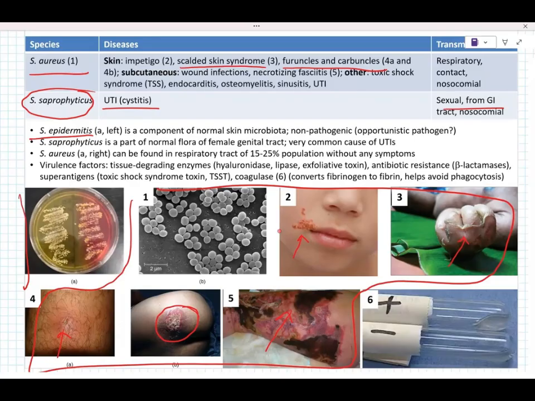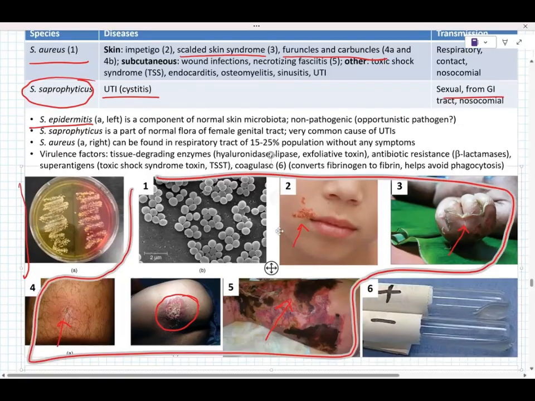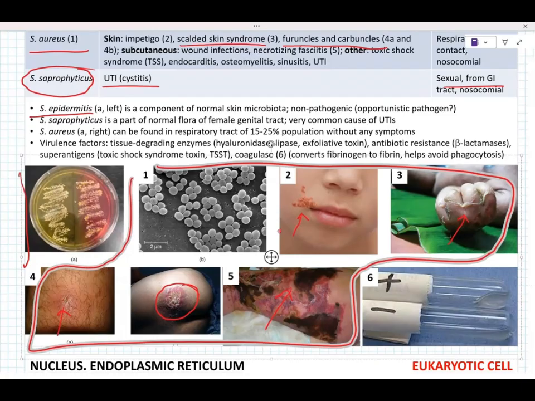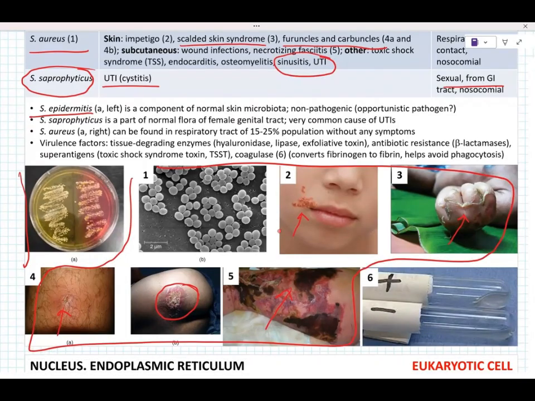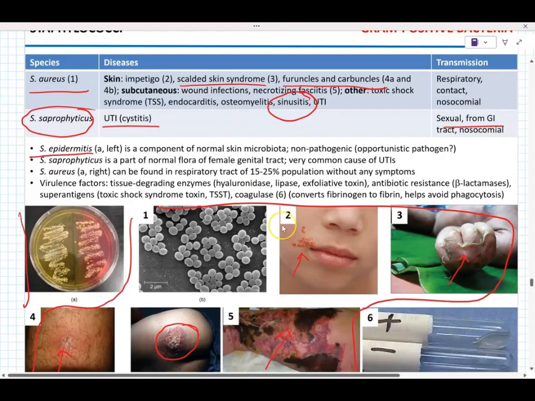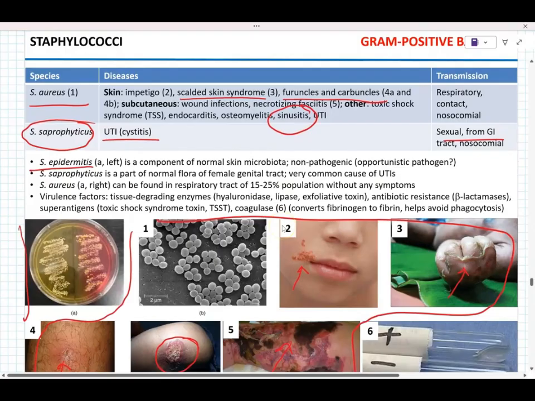As I mentioned, for all microorganisms that we mention in the course, there are some fundamental things that you must know just by default: disease, transmission route, vaccine. So, transmission route for Staph aureus is either contact or respiratory for infections like sinusitis, not UTI, obviously. And it also can be transmitted through blood.